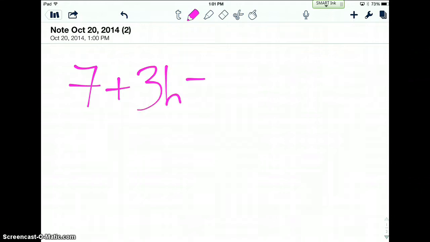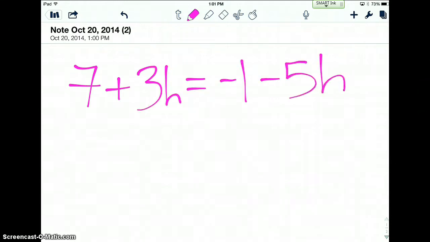Okay, today we're going to step it up with the equation. So in class you had some great practice, and now you're going to see equations with variables on both sides. So we're going to go through probably 2 or 3 examples, and then don't worry, we'll be practicing in class. So let's start with one that looks like this. 7 plus 3h equals -1 minus 5h.